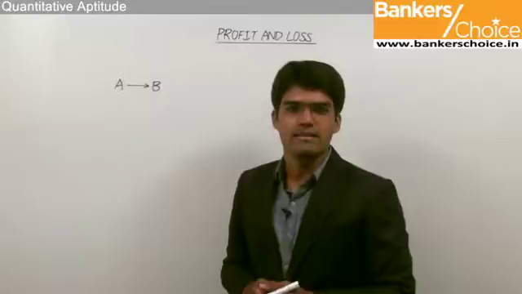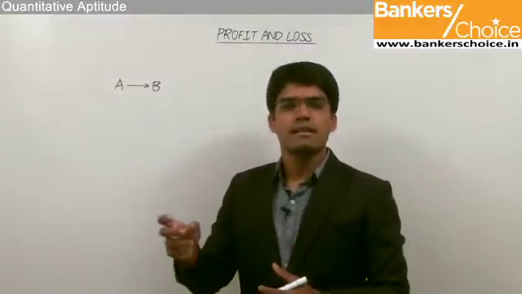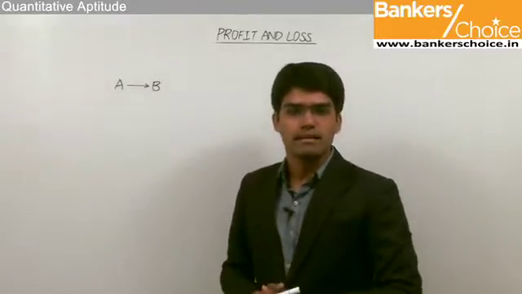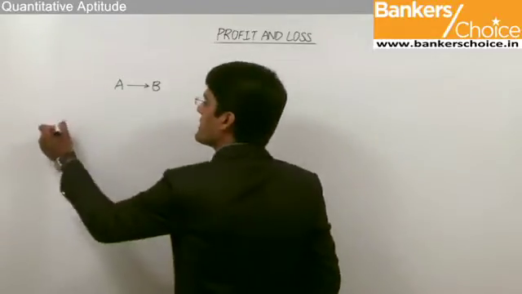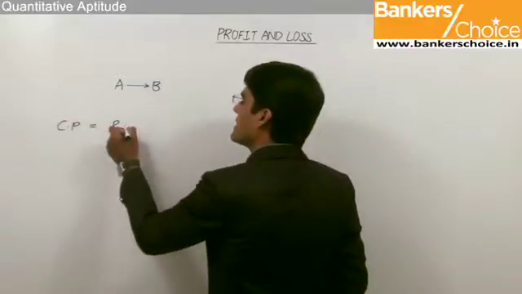So this amount which A spends in acquiring the article is called the cost price of the article. In simple terms, cost price is nothing but the price at which you buy the article. So we can say that cost price, CP, is equal to the price at which the article is bought.